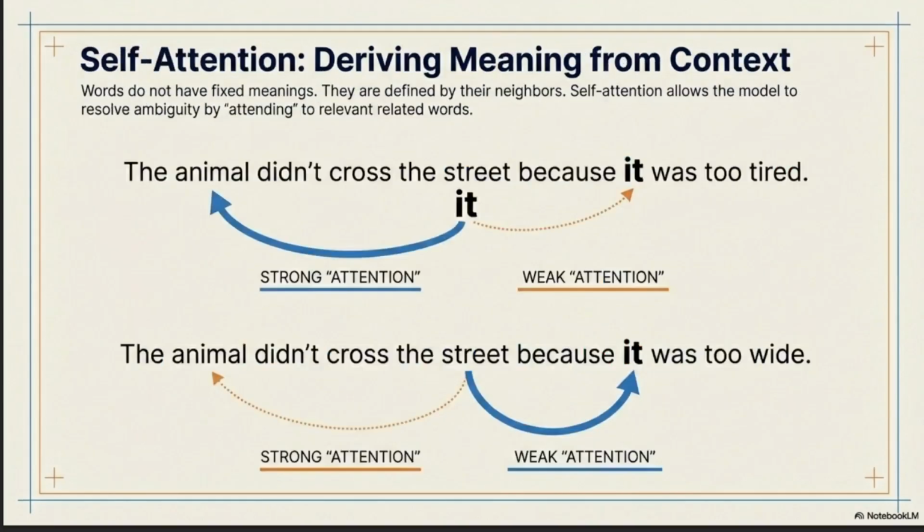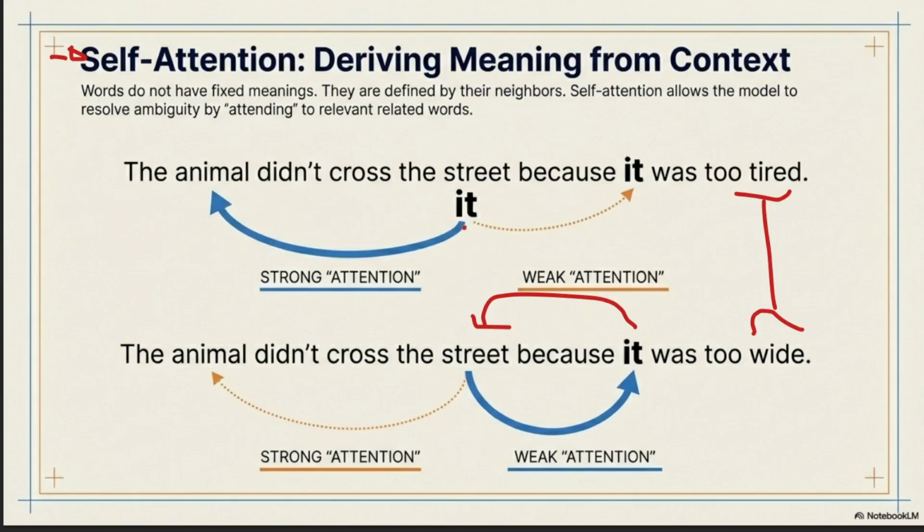So this brings us to the core mechanism, the self-attention. Static embeddings aren't enough because words change meaning depending on the context. Look at this example. The animal didn't cross the street because it was too tired. What does "it" refer to in this context? The animal, we know that, but how can the model know? For example, if we change tired to wide, it now refers to the street, not the animal.